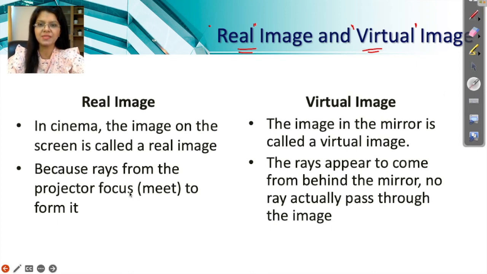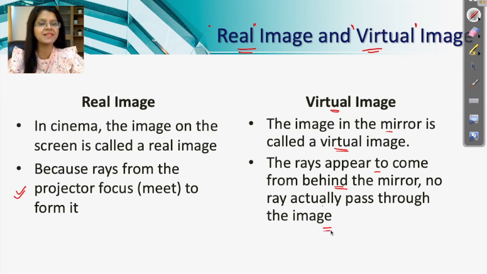Because the rays from the projector focus or meet to form it. It is the actual intersection of the light which is creating the image. Virtual image: the image in the mirror is the virtual image. Why? Because the rays appear to come from behind the mirror. No rays actually pass through the mirror.